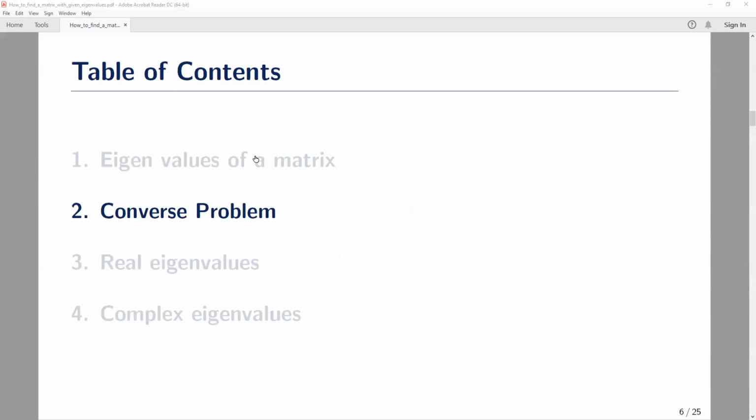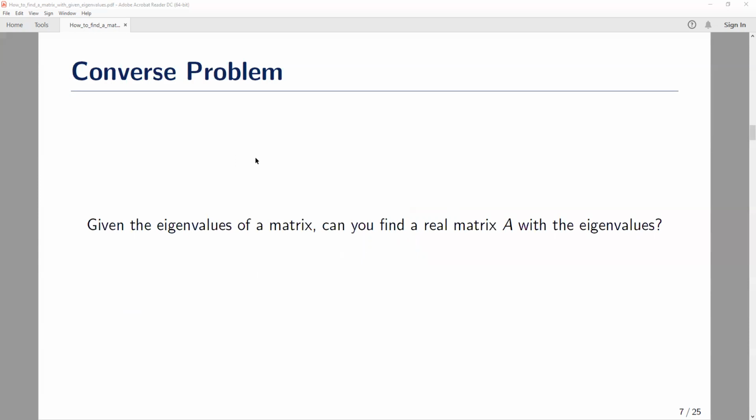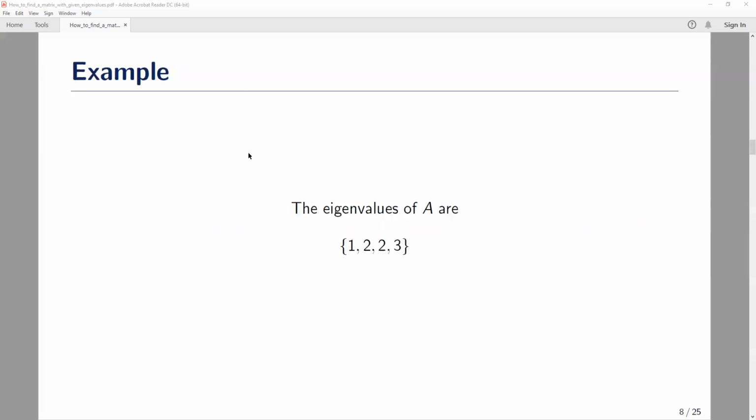Now, if I ask the converse problem, which is exactly the problem that I started with: given the eigenvalues of a matrix, can you find a real matrix with those eigenvalues? It's the opposite, a converse problem. So how can you find that? Let's try with a simple example. Let's say the eigenvalues of the matrix A are 1, 2, 2, and 3, including the multiplicity.